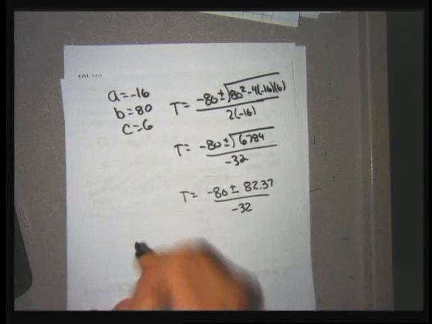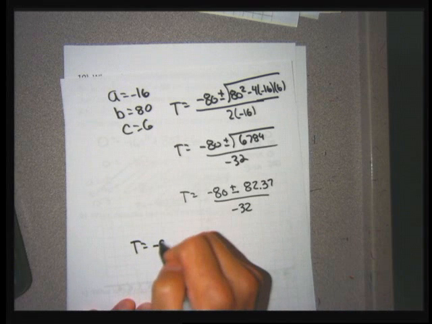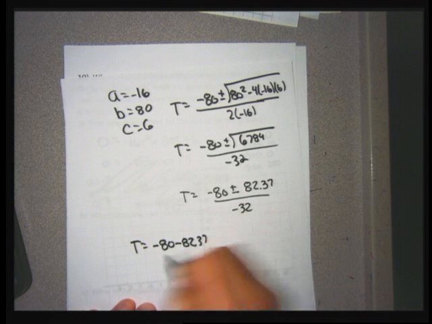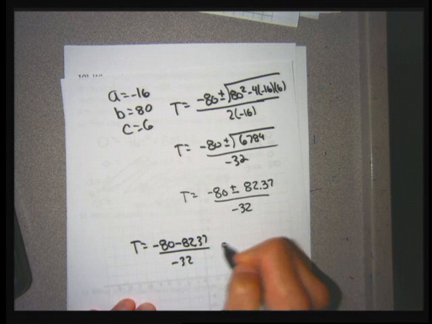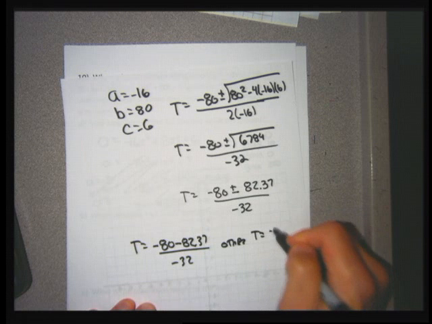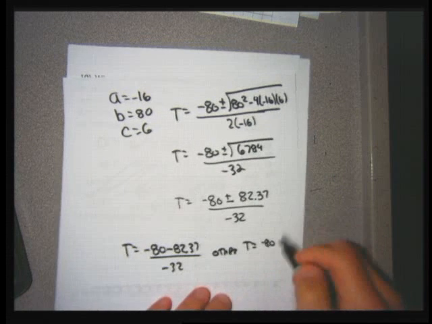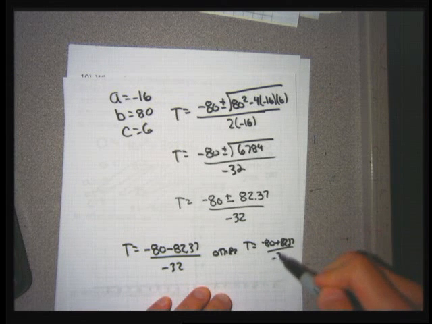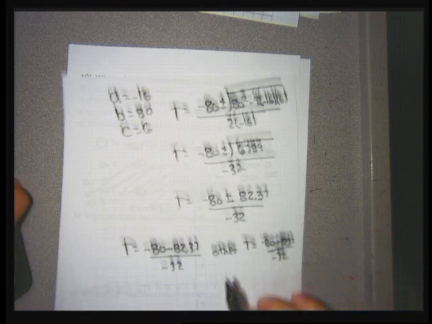I'm hoping for an answer around 5. One of the problems is going to be t equals negative 80 minus 82.37 over negative 32. The other is going to be t equals negative 80 plus 82.37 over negative 32. I'm going to do both of these on my calculator.